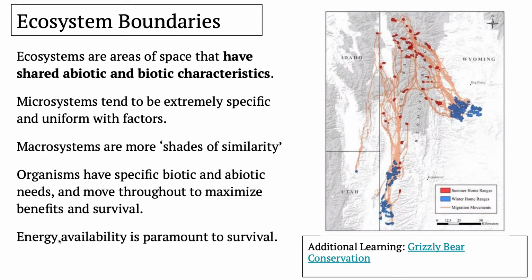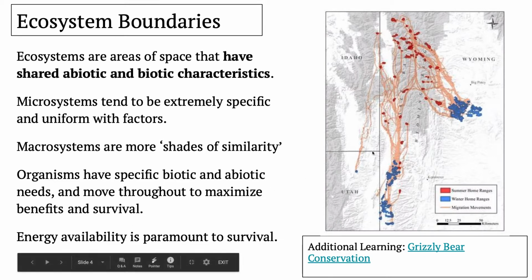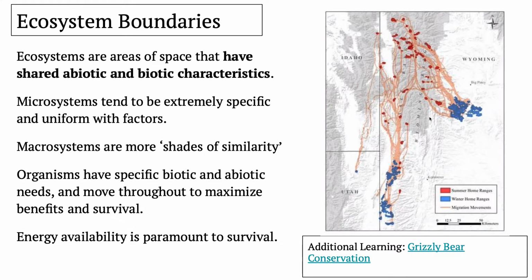Now, paramount to this is energy availability. So we can see right here a range map of both summer and winter homes for elk within the greater Jackson, Wyoming ecosystem. You can see that elk have very specific winter and summer ranges based on the territory, the ecosystems, the availability of resources, the temperature, and that it's very, very different between winter and summer.